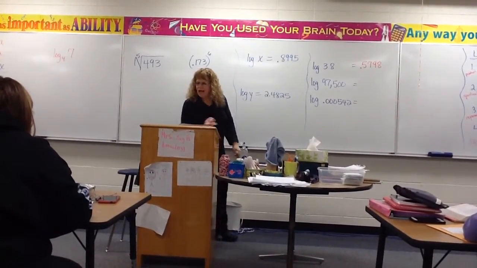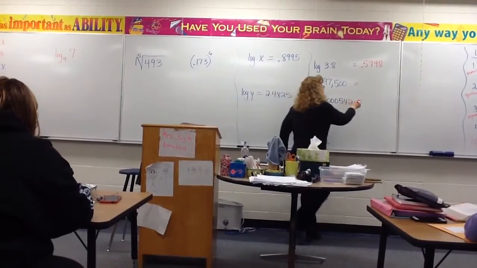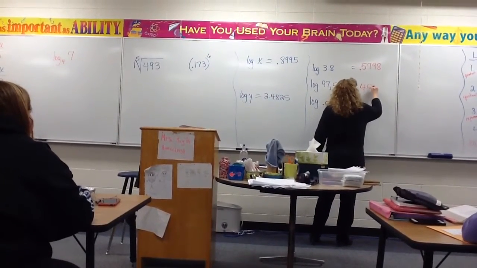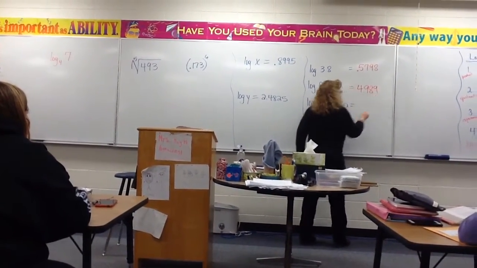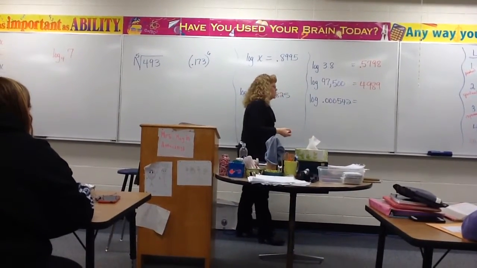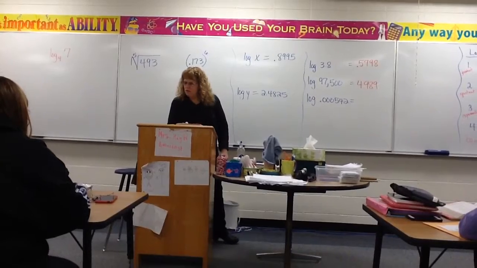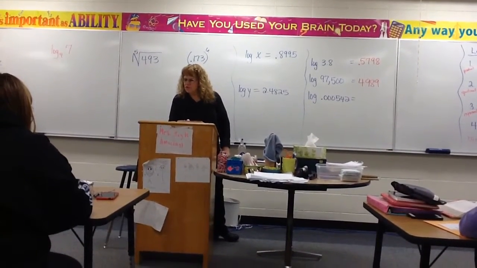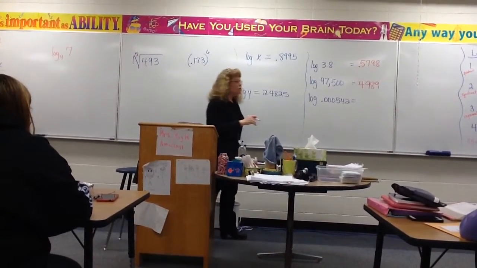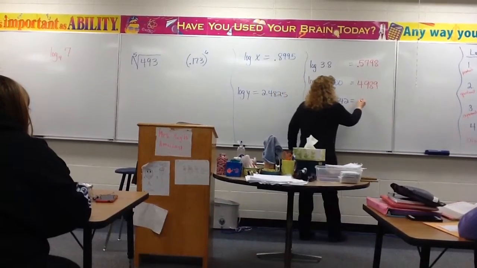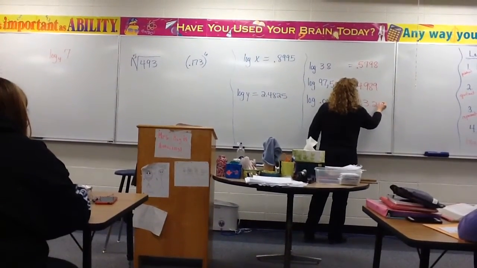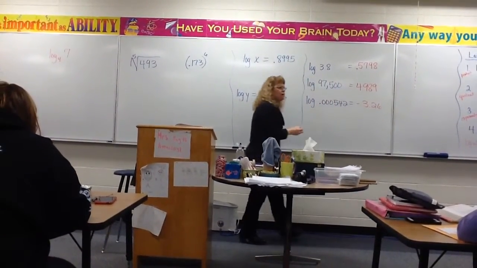So do the next one, the log of 97,500, and I get 4.989. Do you have that on your calculator? Yep. All right. And then the last one, the log of 0.000542. And I think, is that it? Negative 3.26 if I remember right.